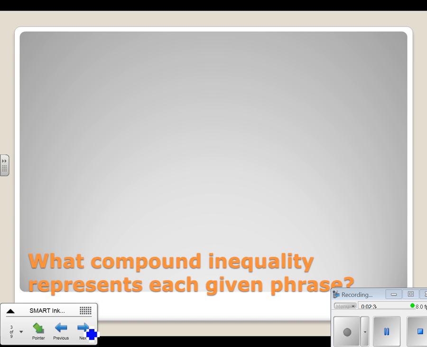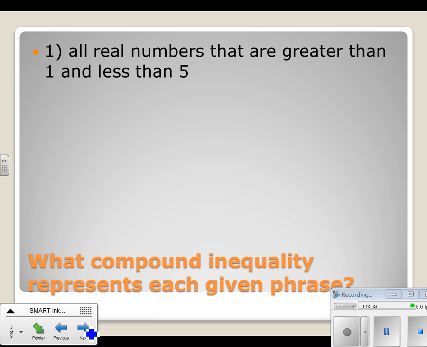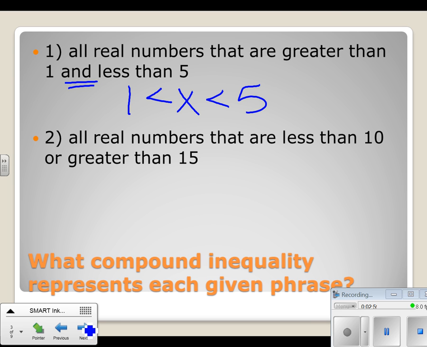What compound inequality represents each given phrase? All real numbers that are greater than 1 and less than 5. So we have all real numbers that are greater than 1 and less than 5. I could also say all real numbers x such that it's greater than 1 but less than 5. All real numbers that are less than 10 or greater than 15. So for this one we would say all real numbers x that are less than 10 or all real numbers that are greater than 15.